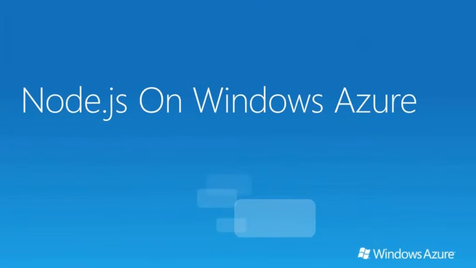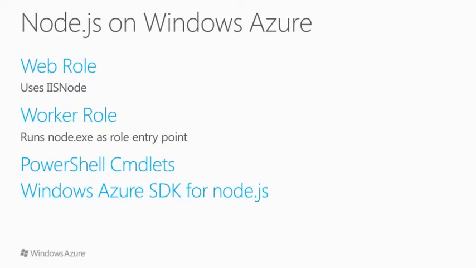Now that you have seen how to build and run a Node.js application on Windows, I want to show you some of the great tools we have for Node.js and Windows Azure. Node.js applications on Windows Azure run in two ways. First is inside a web role with IIS and IIS Node. The second way is inside of a worker role. When Node runs inside a worker role, a single instance of Node.exe is started as the role entry point.